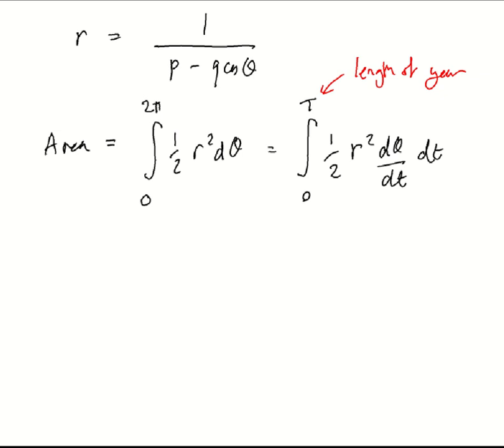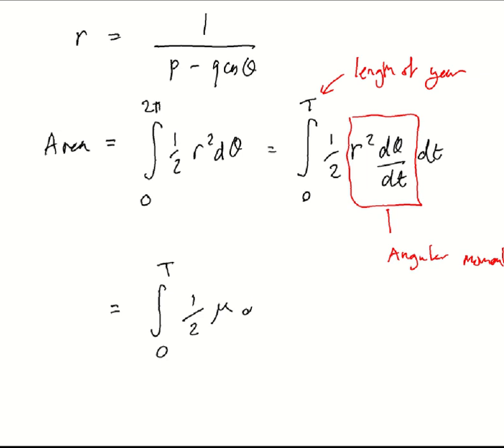then you remember from last time that this quantity here is the angular momentum. We know that's constant. That's the integral from 0 to t of, and we called it mu, if you remember, mu dt, and that's a really easy integral to calculate. So look, there it is. The area of the orbit is given by the angular momentum times the time period, the year, divided by 2.